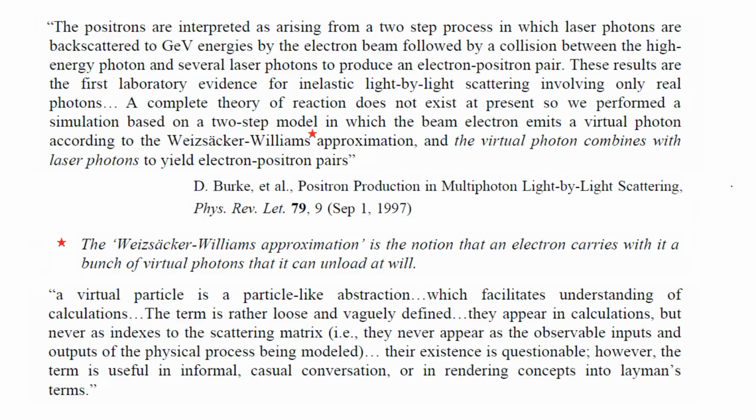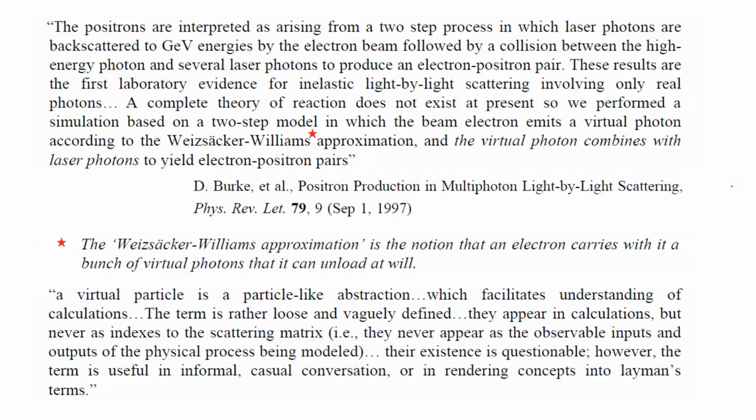Positron production and multi-photon light-by-light scattering, okay? And according to Mr. Burke, yeah, particles of light bounce off each other. It says the positrons are interpreted as arising from a two-step process in which laser photons are backscattered. They bounce off each other and, by the electron beam followed by a collision between high-energy photon and several laser photons to produce an electron-positron pair. Okay, later on he uses the term virtual photon to refer to that. So virtual photon enters his discussion.